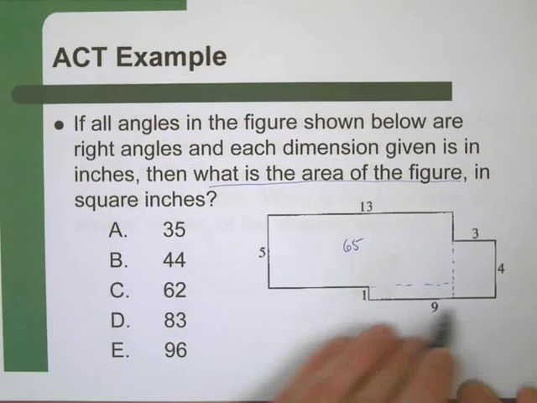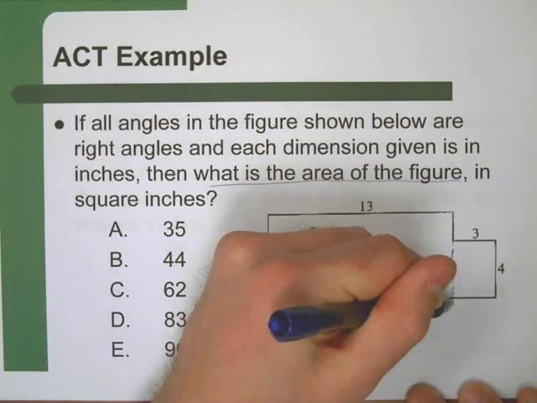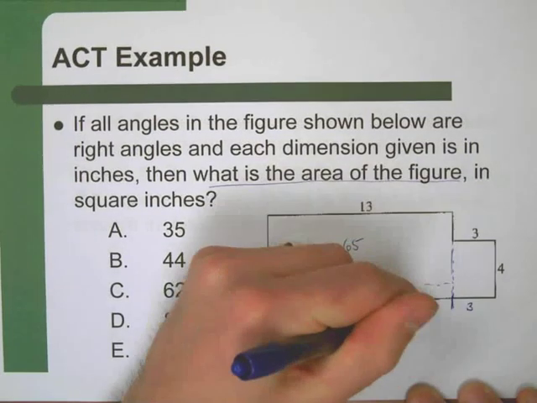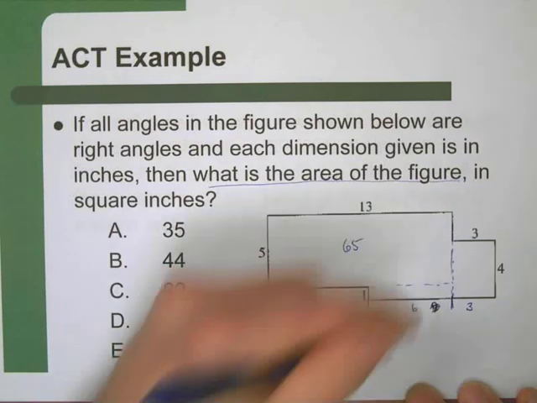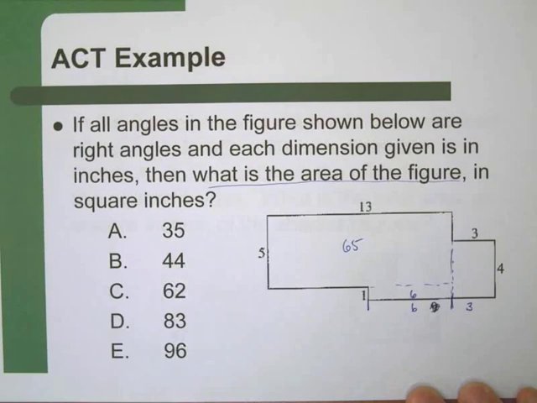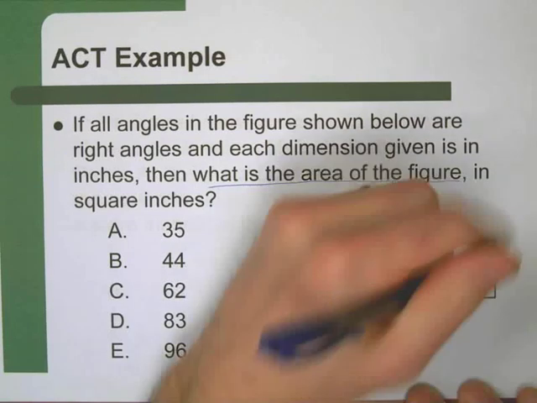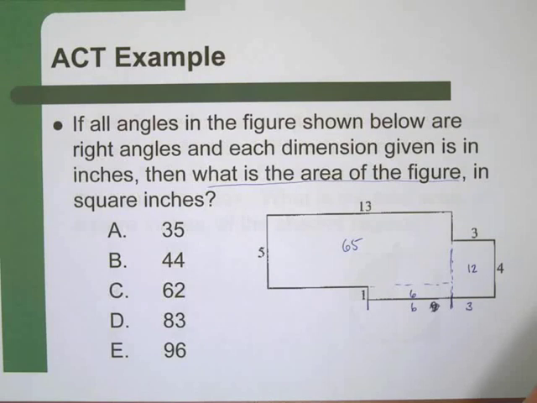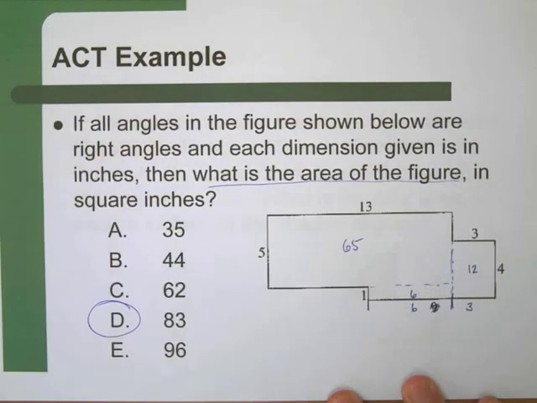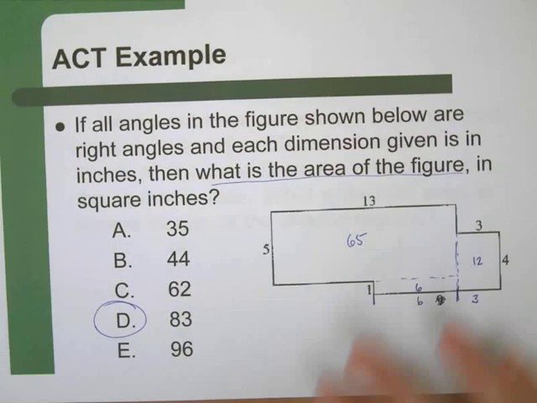This is a 1 by, it's not 9. That would be tricky, really. Here's 3, right? So that means that this part is 6. The rest of the 9. It's a 1 by 6. That's a 6-unit rectangle. This is 4 by 3. 4 times 3 is 12. And so I just want to add them together. 65 plus 12 plus 6 is equal to 83 square inches.